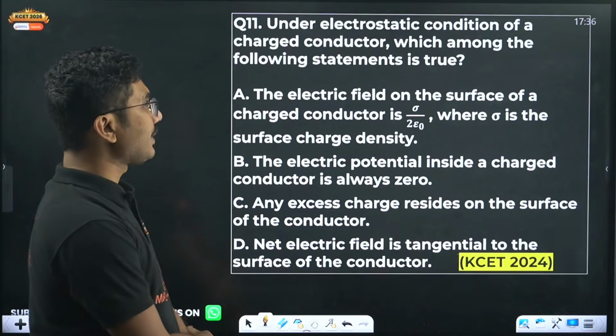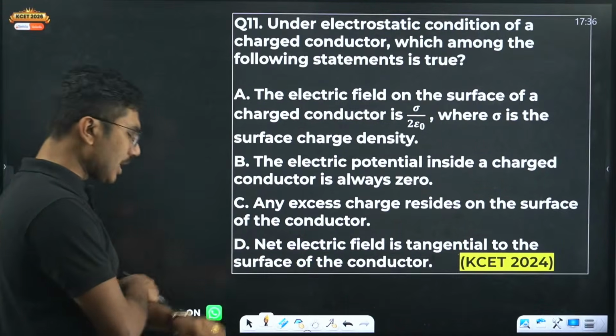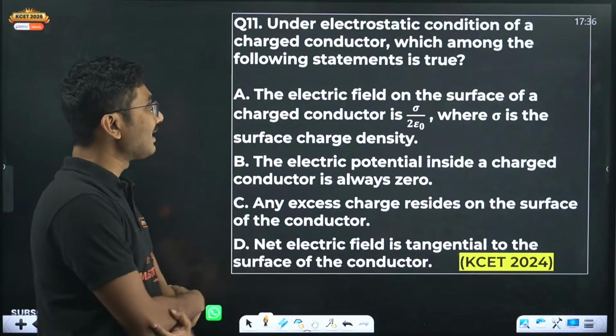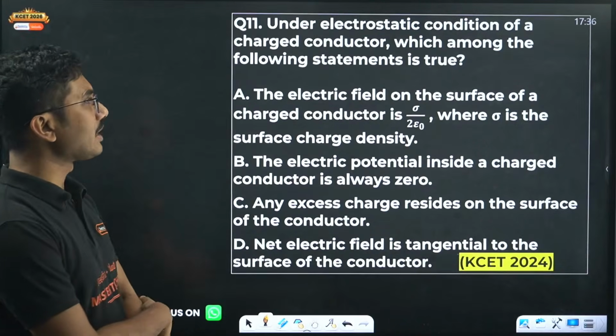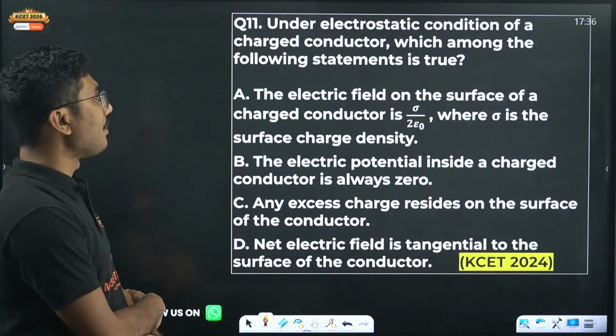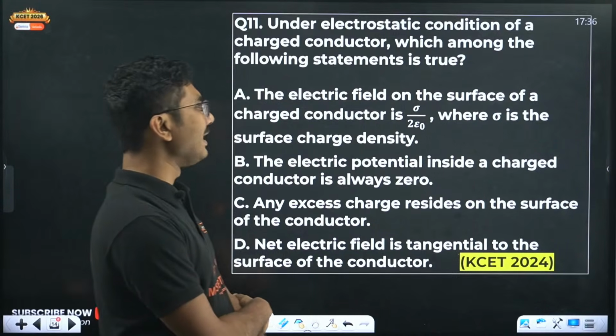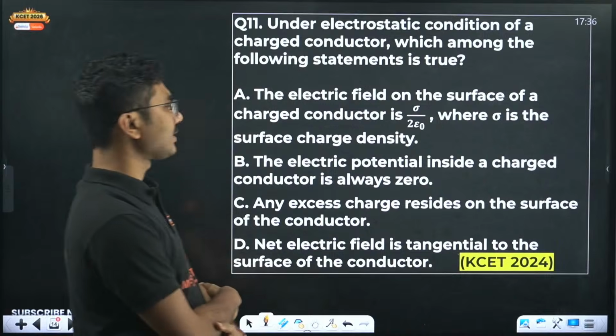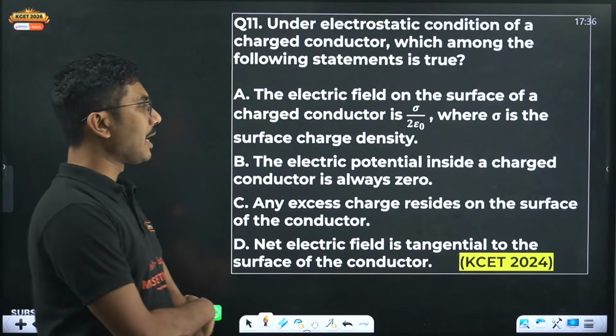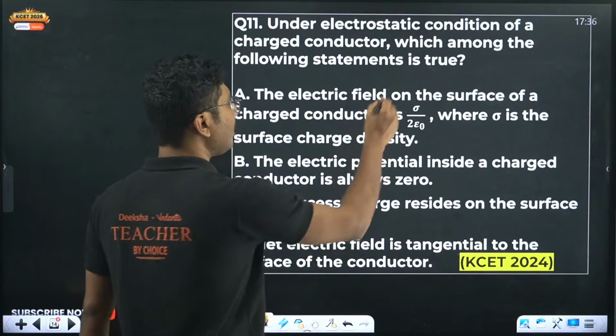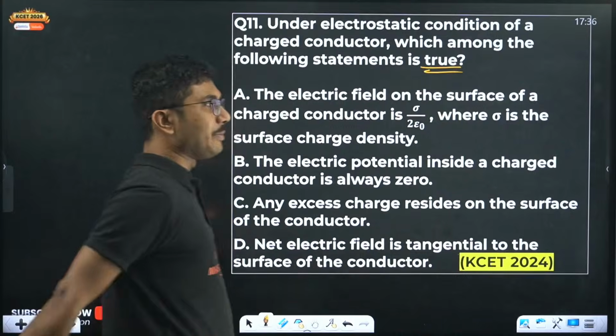Under electrostatic condition of a charged conductor, which among the following statements is true? The electric field on the surface of a charged conductor is sigma by 2 epsilon naught. So you have to find the true one. One of them is true, the remaining are false.